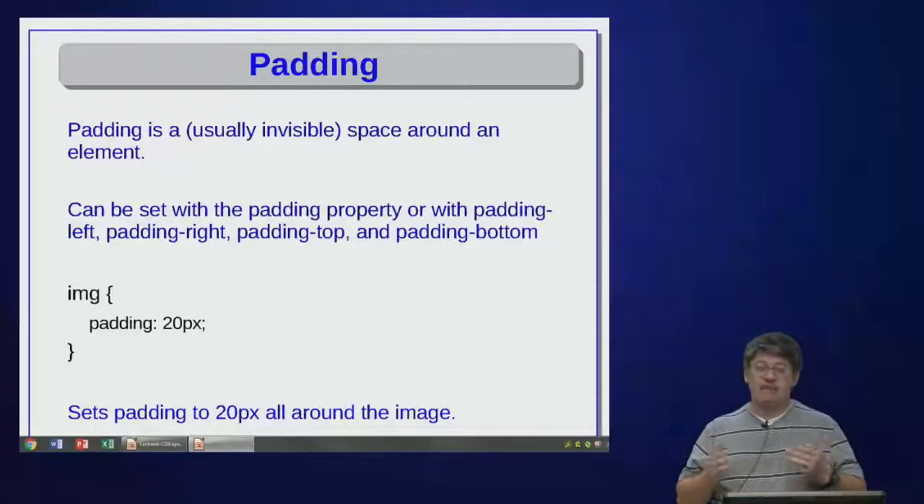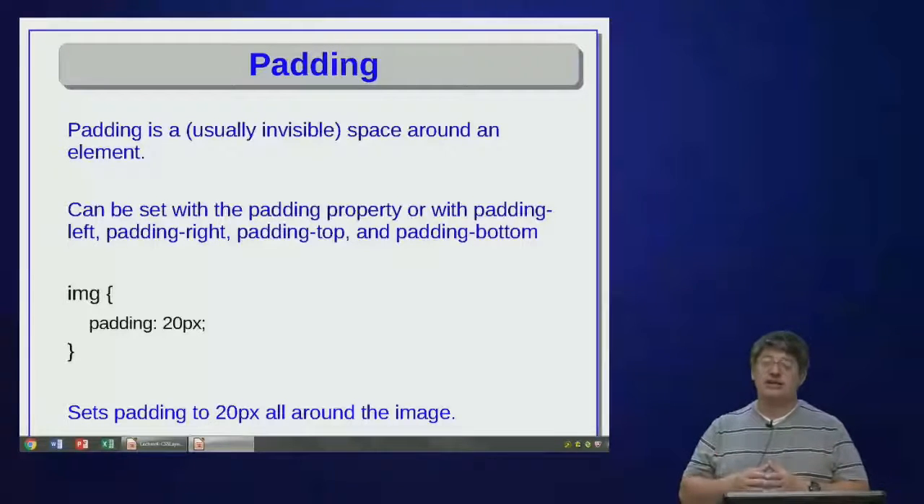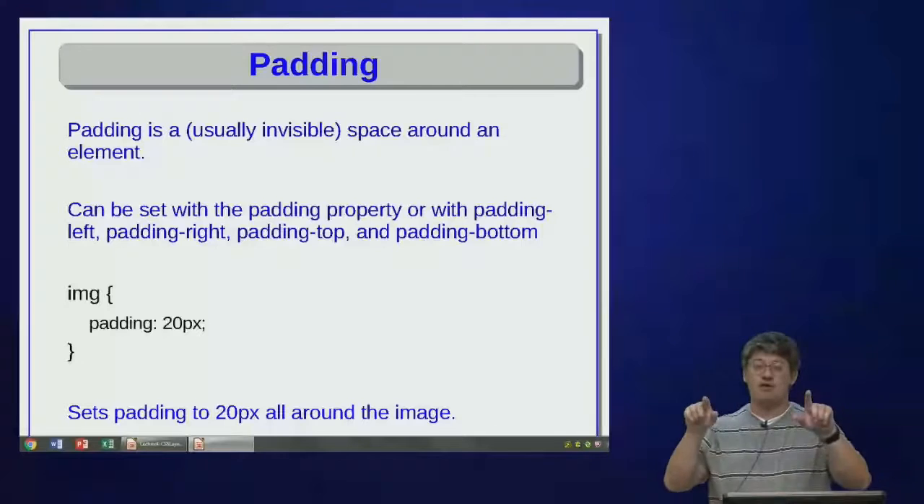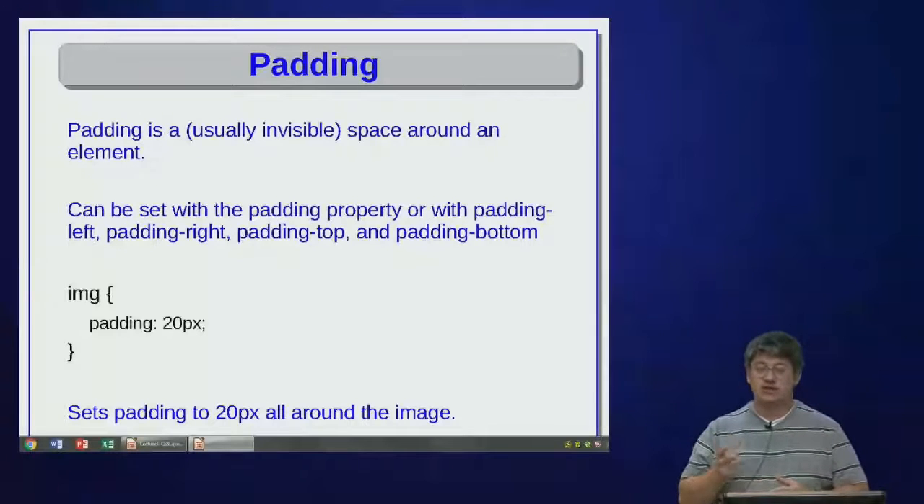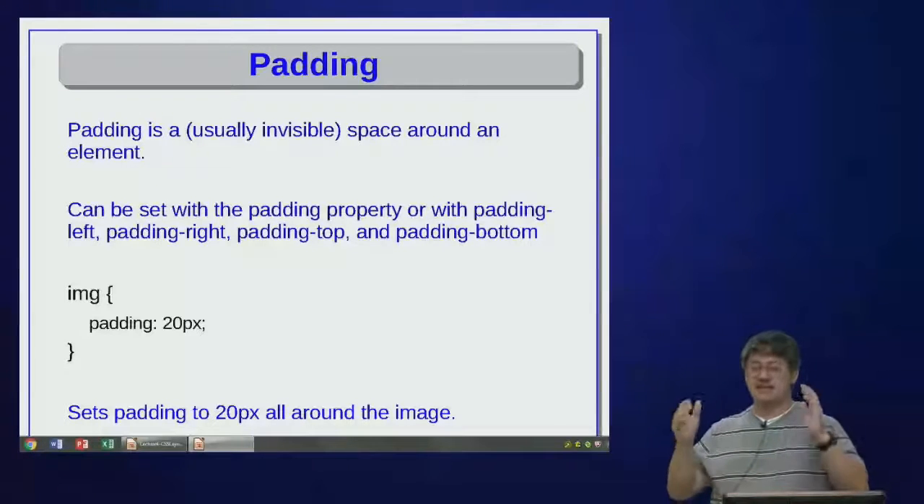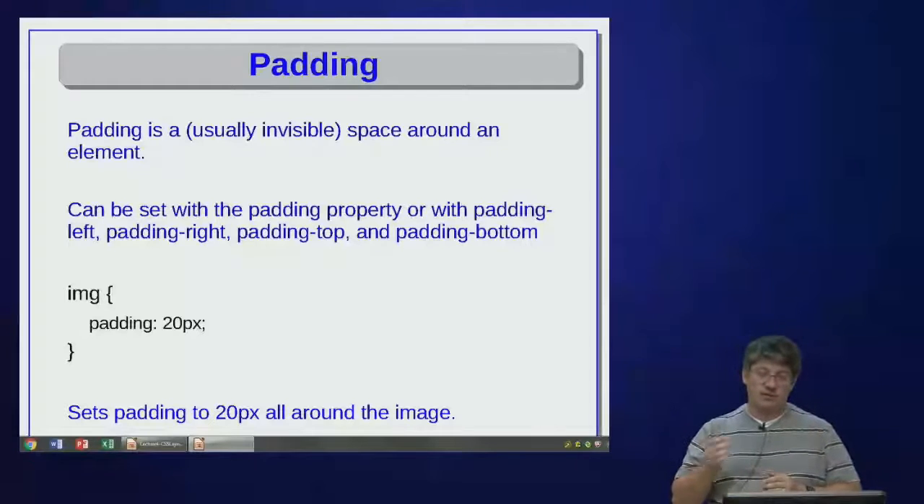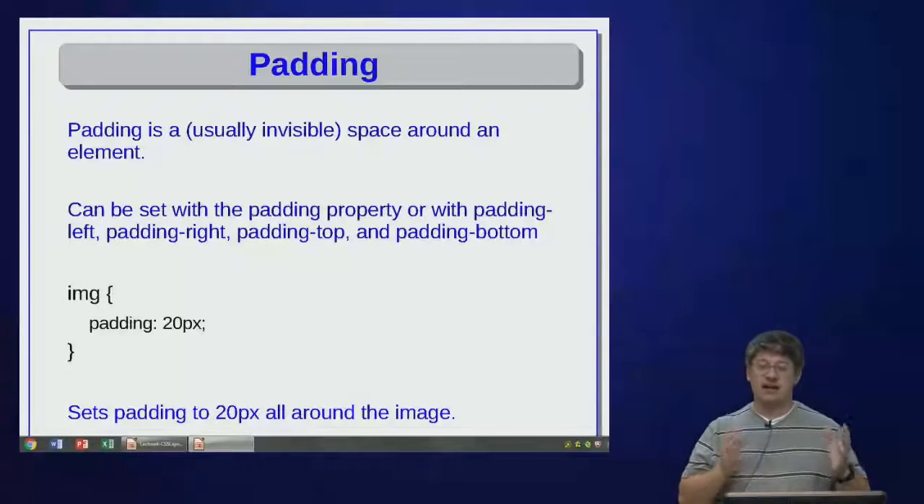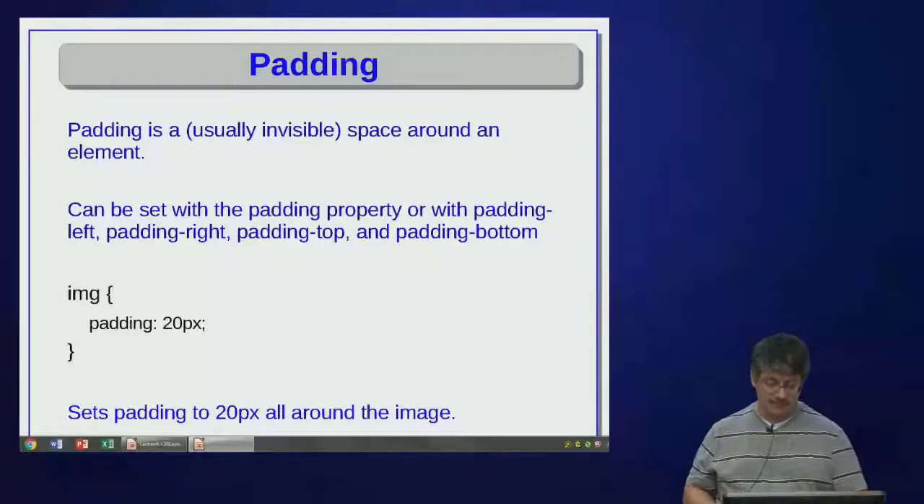You can set the padding with the padding property. It behaves like margin. If you specify 1 dimension, it's used for all 4 sides. If you specify 2, it's used for top and bottom, and the second dimension for left and right, and so forth. So in this case, I have a rule that says any image in my document should have 20 pixels of padding all the way around.